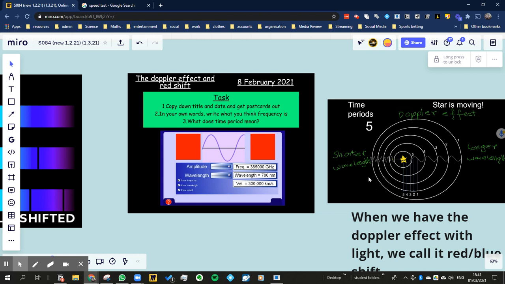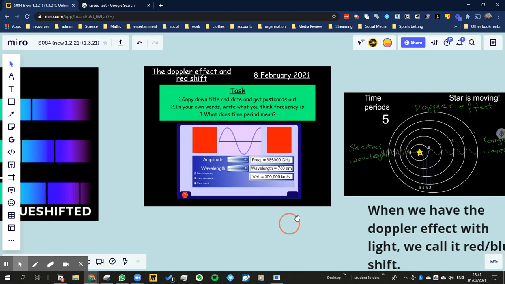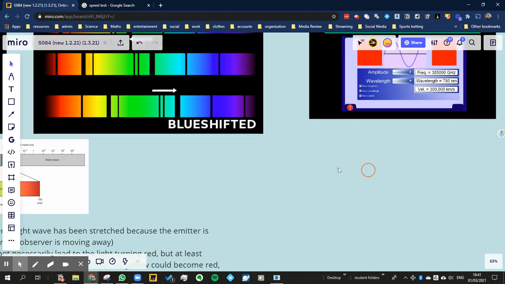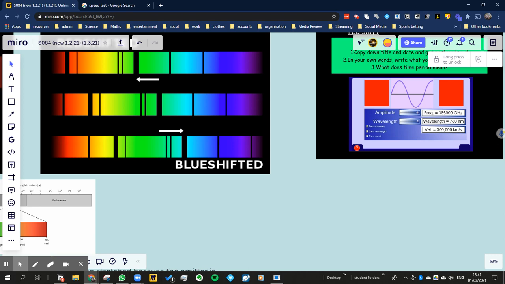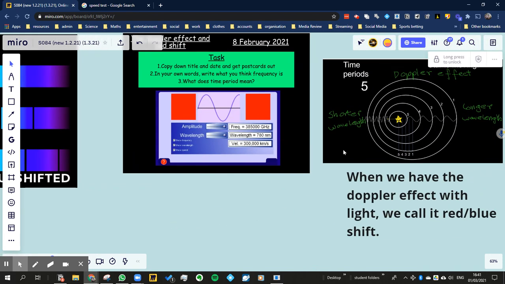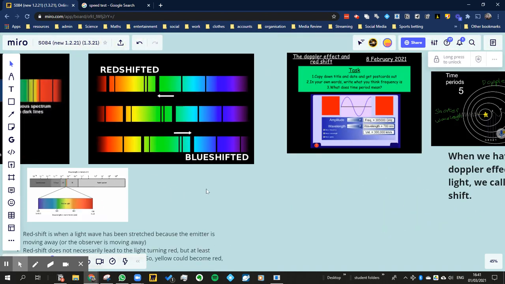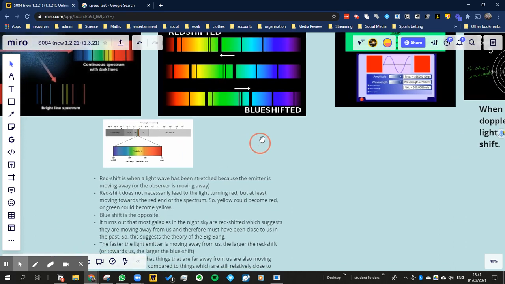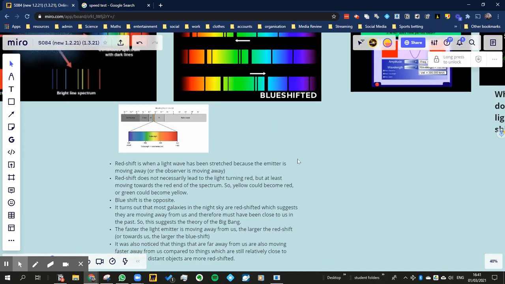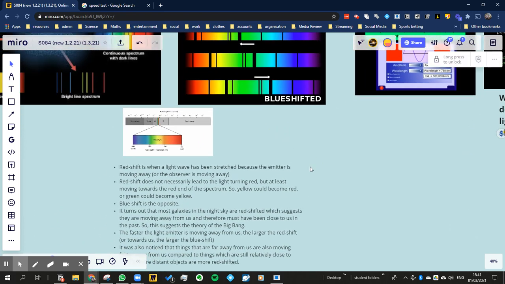Now, if this is a light wave, then when we get a shorter wavelength, it's going to move towards the blue end of the spectrum, which means we call it blue shifted. If it was stretched out, it would move towards the red end of the spectrum, and so we would call it redshifted. It doesn't mean that things that are redshifted are necessarily red. It just means they've moved towards the red end of the spectrum.